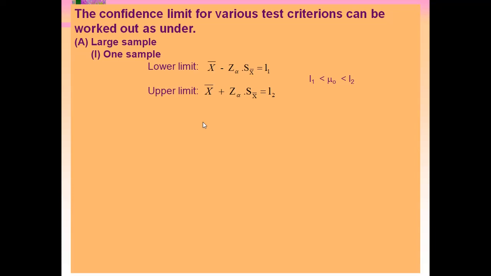For example, if you have a large sample, you can work out the lower limit and upper limit using this formula, that is x bar minus z alpha into s x bar, which we call L1, the lower limit, and the upper limit L2, where we add the value of z alpha into s x bar. So if our estimated value is within this L1 and L2, we can say that the sample we are dealing with is coming from the same population.